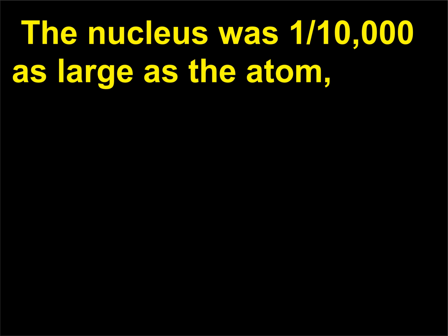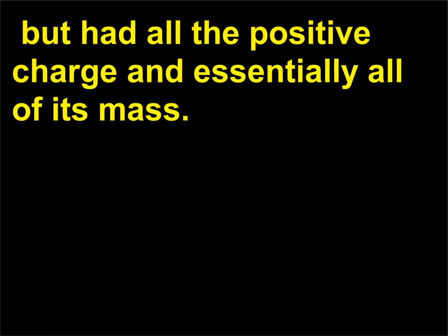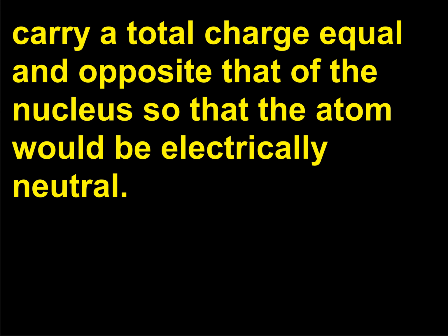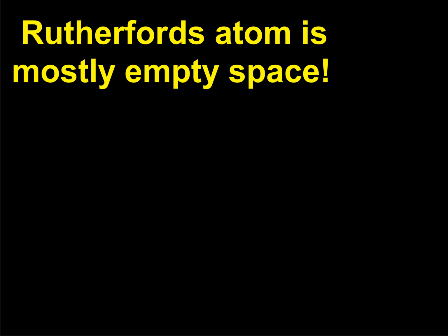The nucleus was 1/10,000 as large as the atom, but had all the positive charge and essentially all of its mass. If the atom's mass was equal to n hydrogen masses, then the nuclear charge was about n/2. The electrons carry a total charge equal and opposite that of the nucleus, so that the atom would be electrically neutral. Rutherford's atom is mostly empty space.